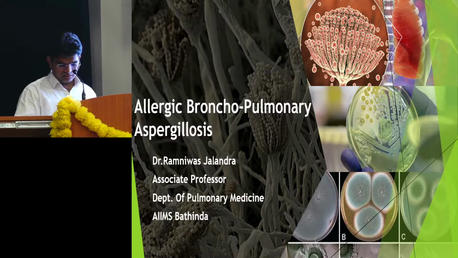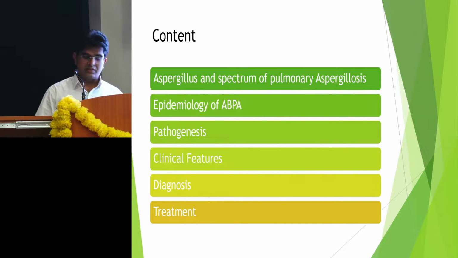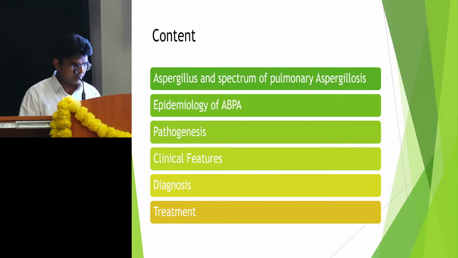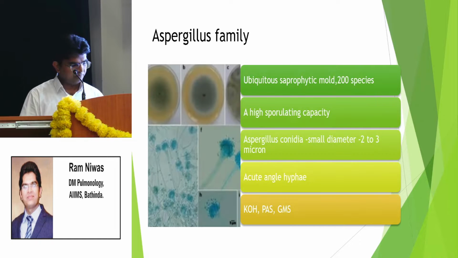So, I will be discussing ABPA, that is allergic bronchopulmonary aspergillosis. I will start with some introduction to Aspergillus species and its virulence factors, the various spectrum of pulmonary aspergillosis, epidemiology of ABPA, pathogenesis, clinical features, various diagnostic criteria, and the treatment approach.